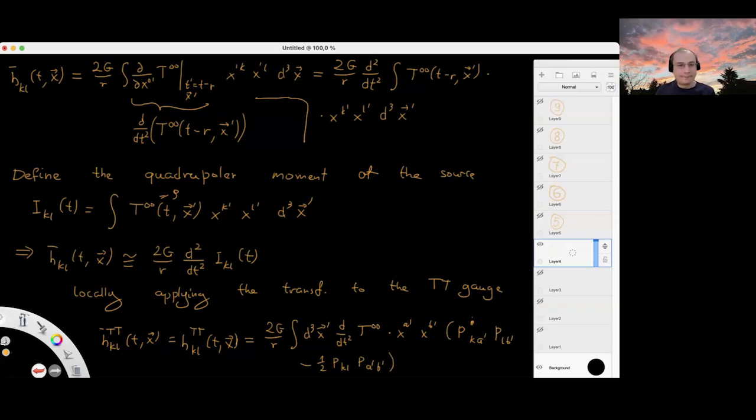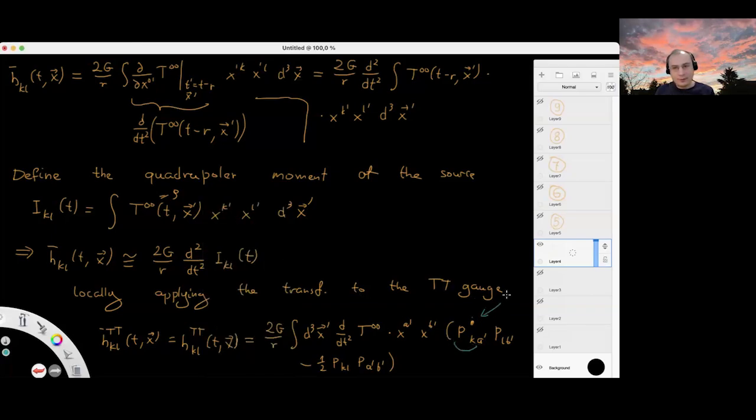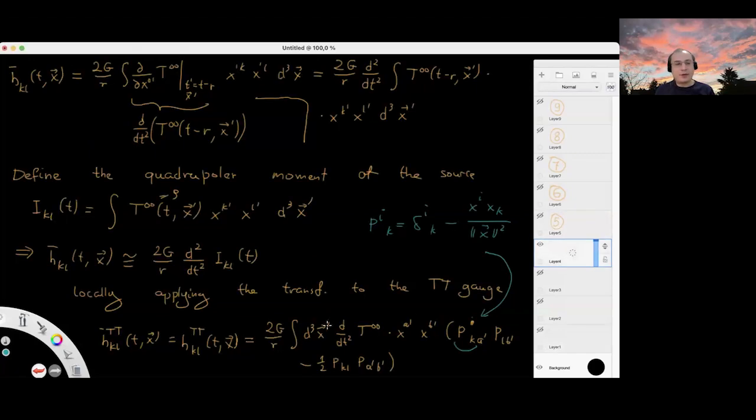minus 1/2 P_kl P_a prime b prime, where this P over here is just the projection tensor P_ik equal to delta_ik minus x_i x_k over x squared. That's the projection to the transverse direction. So in order to pass to this gauge, we have to apply a certain transformation, but the effect was pretty much the same as if we had multiplied this thing here with this projection tensor, which projects out everything except the transverse modes and also removes the trace.